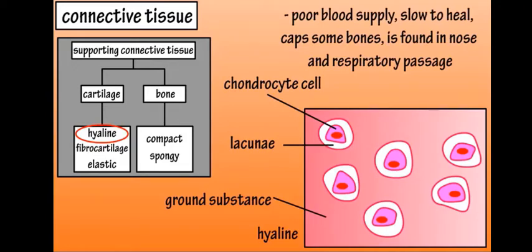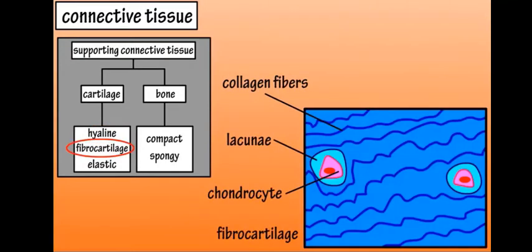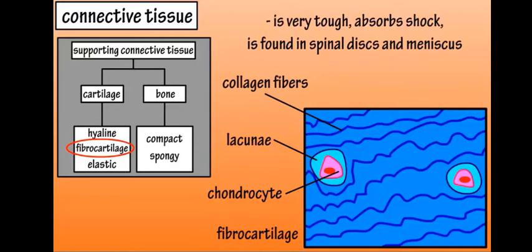Hyaline cartilage is the most common type of cartilage, and it caps the bones of synovial joints, and is found in the nose, and in the respiratory passage. Fibrocartilage consists of dense, wavy-looking collagen fibers, and it too has chondrocyte cells and lacunae. Fibrocartilage acts as a great shock absorber and is resistant to compression.